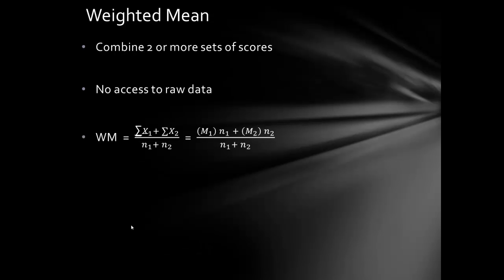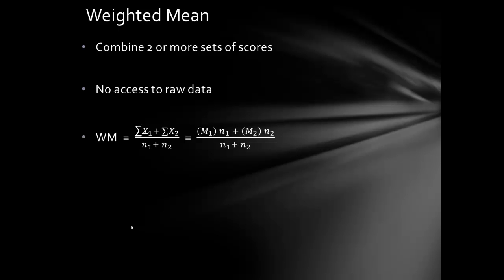So now I'm going to talk about the weighted mean. Sometimes it's necessary to combine two sets of scores, or three or four or five sets of scores, with different sample sizes, and you only have access to the statistics for each sample. In other words, you don't have access to the raw scores. You cannot simply add the two means together and then divide by two, or add up all the means together and divide by how many means you have. Or in other words, find the average of the means. That will not give you an accurate weighted mean.